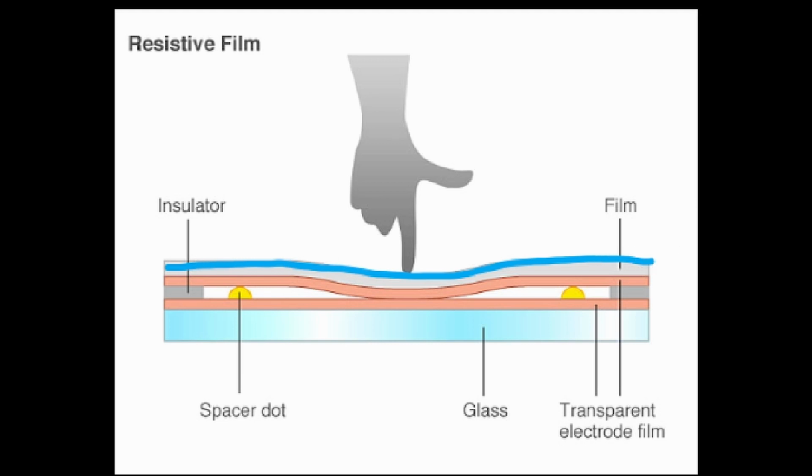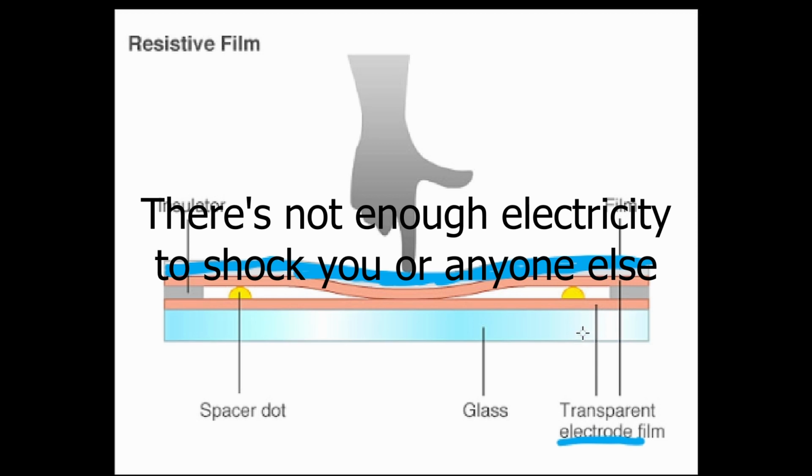And there's also this film up top. And this basically keeps electricity from going into your hand. You don't want that happening, although the amount of electricity in these little electrode films really isn't that much. If you were to touch them, you wouldn't get shocked or shock anyone else.